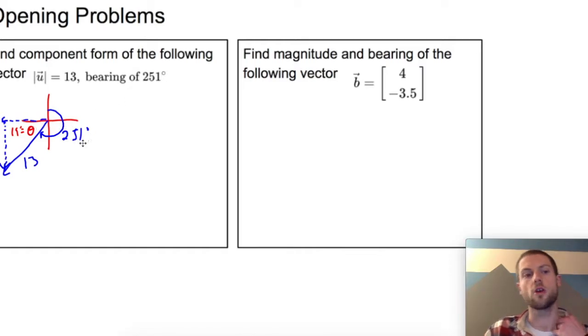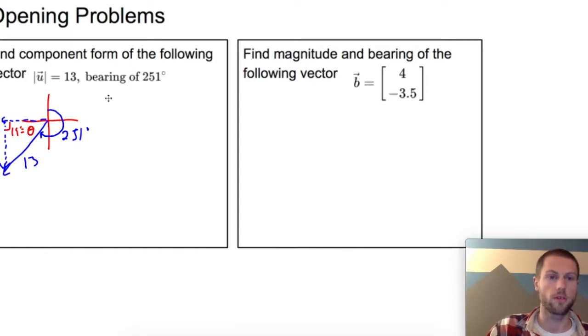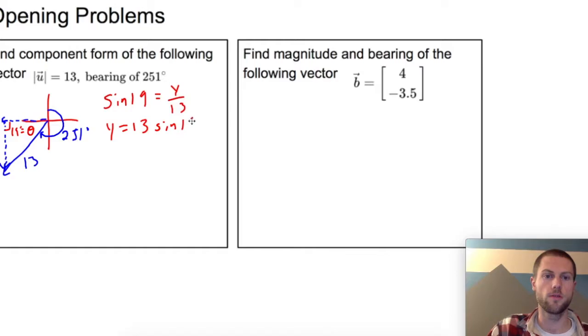That's 19 degrees. So I have an angle and I have a right triangle. So I'm just going to use some right triangle trig. The sine of 19 degrees is going to equal the opposite over the hypotenuse. So this is going to be my y over the 13. I can rewrite this as y is going to equal 13 times the sine of 19 degrees. And that comes out to be 4.2. Y equals 4.2.